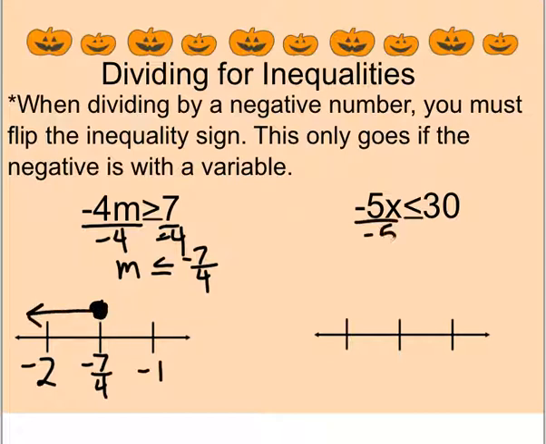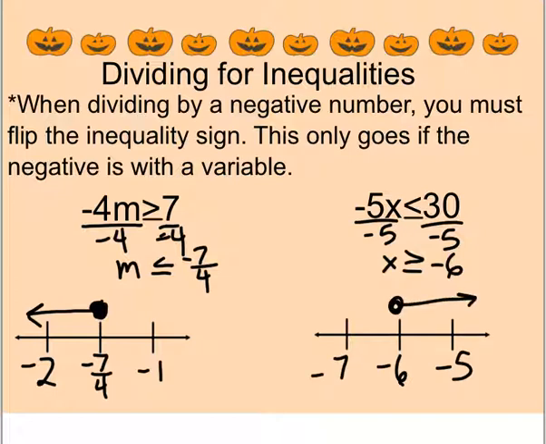Divide by a negative 5. We get x is less than or, see, I did it there. We need to switch the sign. We divided by a negative number, so we switch the sign to be a greater than or equal to. And we have -6, -5, -7, closed dot going to the right. That should be fully closed.